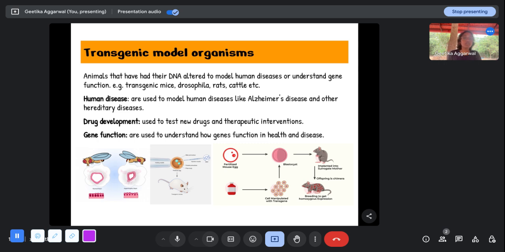New drugs are tested on these genetically modified or transgenic organisms, so that you can see, if somebody has this particular disease and is being treated with these drugs, whether these drugs are helping or not. For example, if you're looking at mice that carry the genes for epilepsy, you can test them with the drugs that are given to epileptic patients in order to see if these drugs are working properly or not. So that is how they help in drug development.